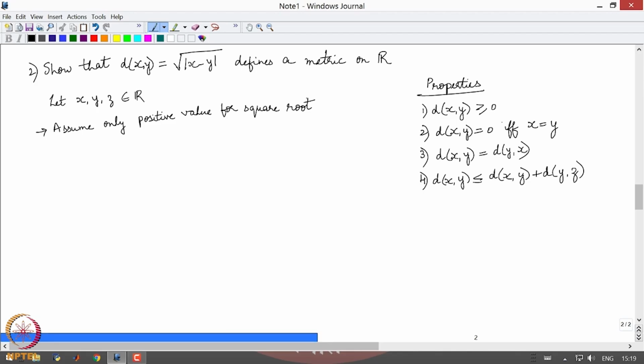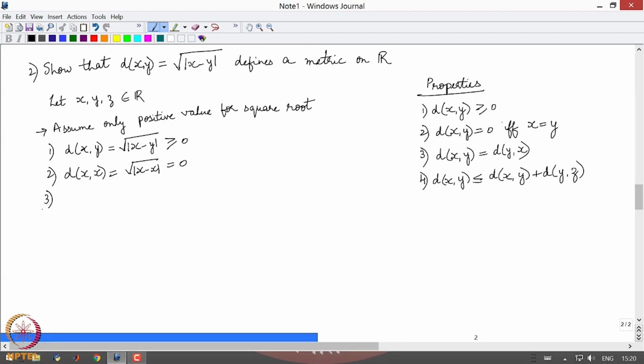So, when we say that square root of absolute value of x minus y, absolute value of x minus y is always a positive number, the square root is definitely defined. So, we can say that the first property, that distance between x and y, which is equals to the square root of absolute value of the difference between x and y, is always greater than or equal to 0. And similarly, if x is equals to y, then I can say distance between x comma x, which is x minus x, is equals to 0. So, this satisfies the second property.